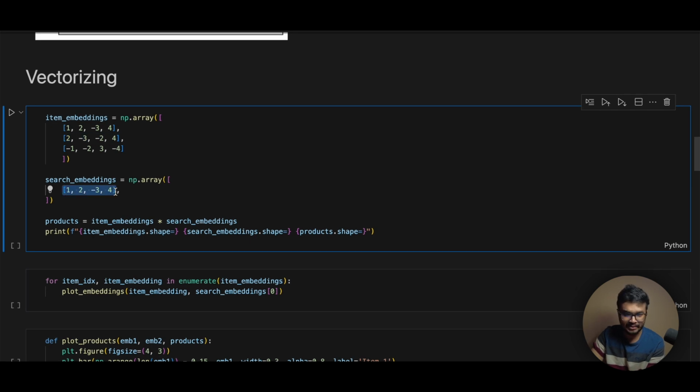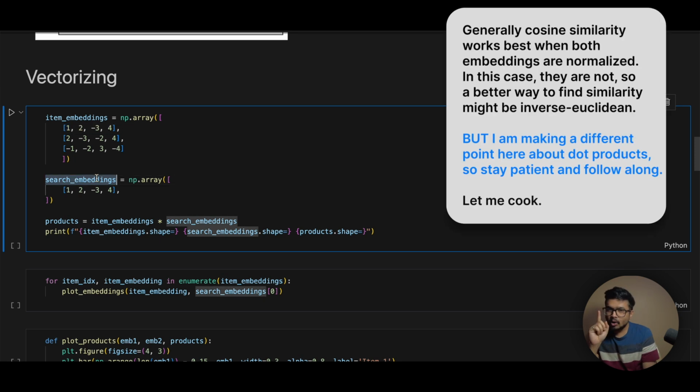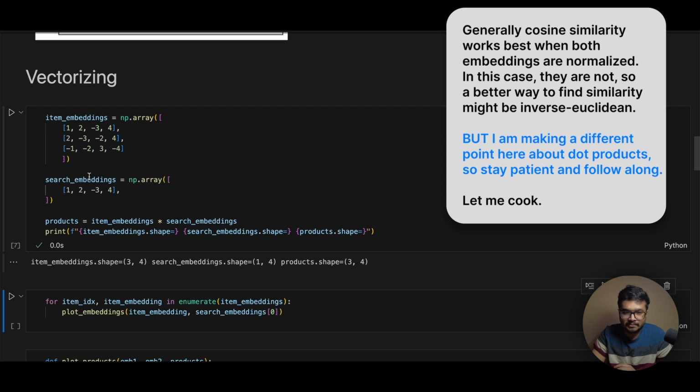And you have the search embedding, which I've intentionally picked the same as the first embedding from the item. Now the reason I'm calling this search embeddings is because by the end of this little bit, we will be able to find which of these items from these embeddings have the highest similarity or semantic similarity with our search embedding. Now once again, let's do a product of item and search embeddings.